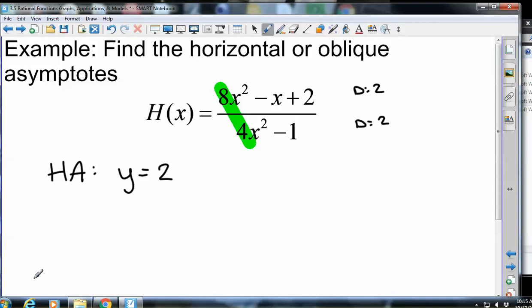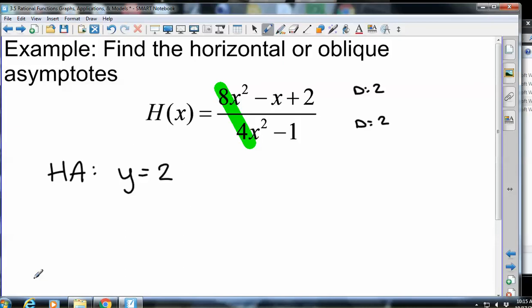Really, all of these asymptotes are related to long division. If I set up the long division here, when you do 8x squared divided by 4x squared, what do you get? 2. And that's your constant, so that's your only term.